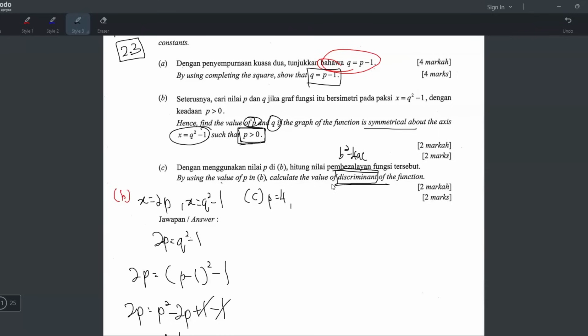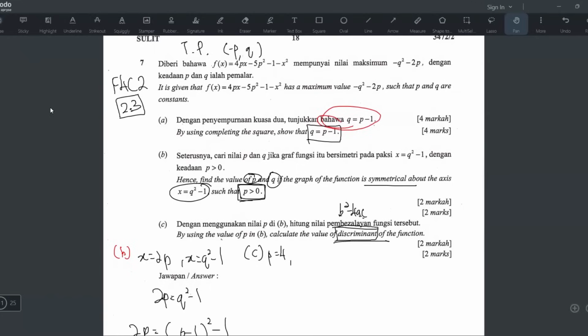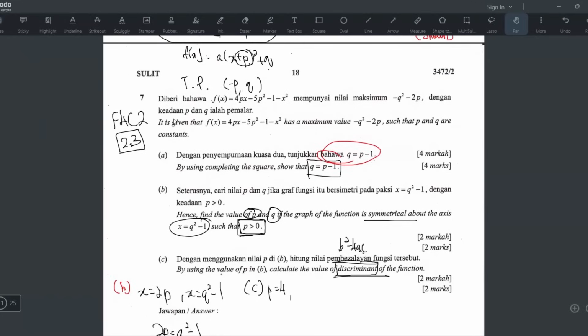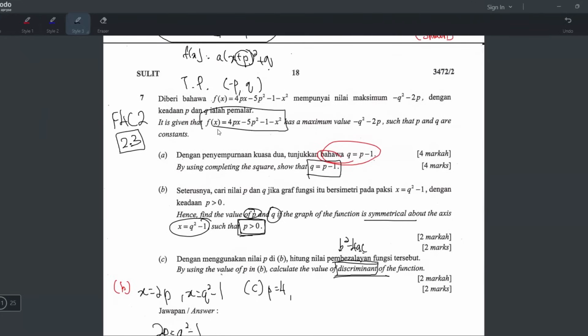So how do you calculate the value of the discriminant? How do you calculate the B squared minus 4AC value? Well, first you need your ABC values. Duh, right? If you want to find the discriminant, you want to find B squared minus 4AC, you need to have ABC first. Then only you can sub inside, right? But do you have the ABC of the equation? No, because your equation is this, right?